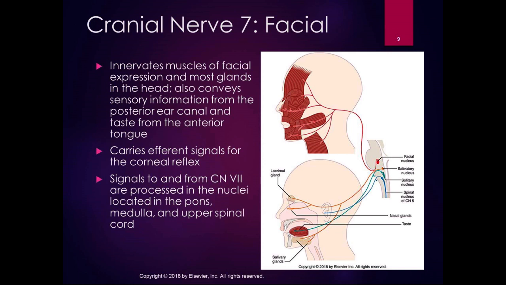It innervates the muscles of facial expression and a lot of the glands in the head, like the tear ducts and the salivary glands. It also conveys sensory information from the posterior ear canal and taste from the anterior tongue. So that's another one of those mixed ones.